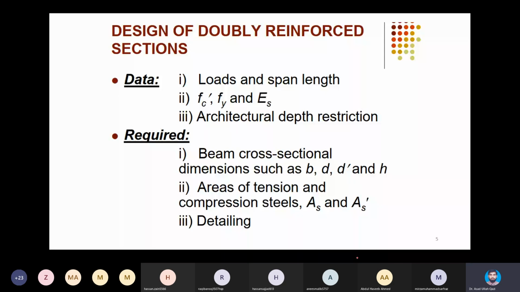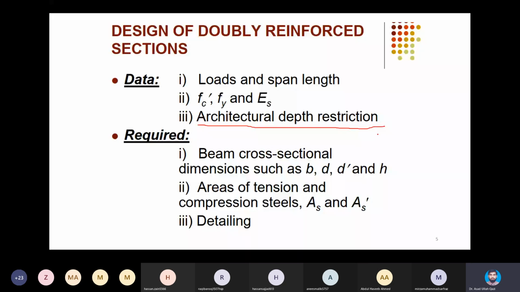Architectural depth restriction is very common because the architect is in the driving seat and has interviewed the client. He knows the requirements of the client, as well as what the overall clearance will finally be that is required in the building.